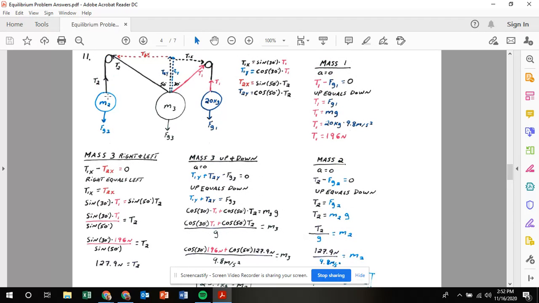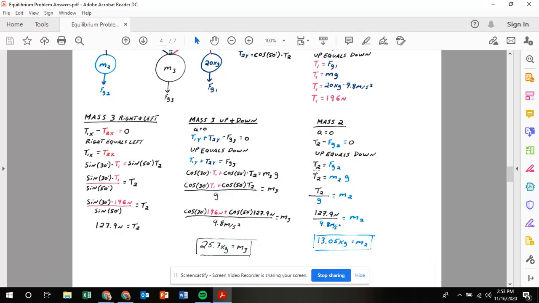Finally, over here for M2, I know T2 because I solved it earlier when I was doing mass 3's right and left is 127.9. So I know this upward force has to be 127.9. So I know this force of gravity has to be 127.9. Because again, up equals down. So T2, 127.9 equals mg, divide by g, which is 9.8. So 127.9 divided by 9.8 tells me that this M2 mass is 13.05 kilograms.